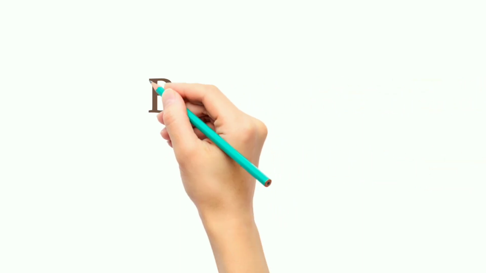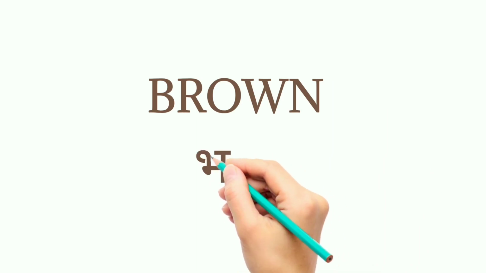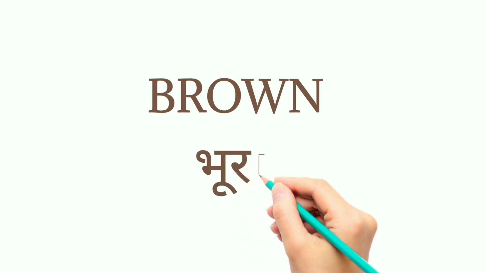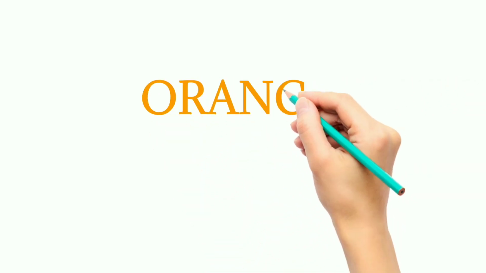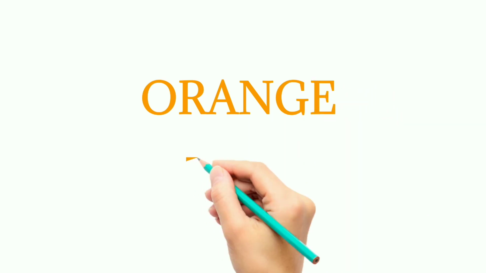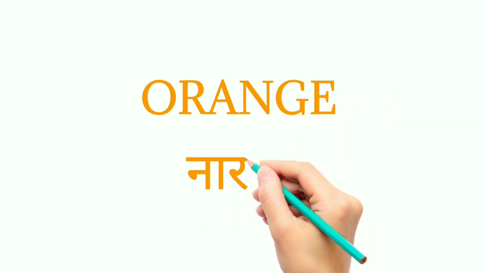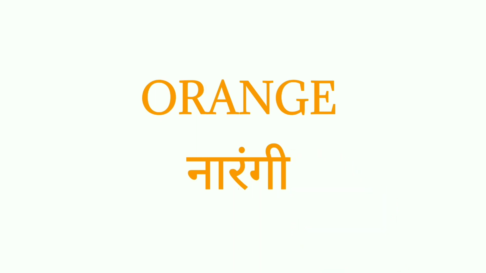Okay, children. Next color is brown. For brown, it is bura in Hindi. Okay, children. Next color is orange. For orange, it is narangi in Hindi. For orange color, it is narangi rang in Hindi. Okay, children.